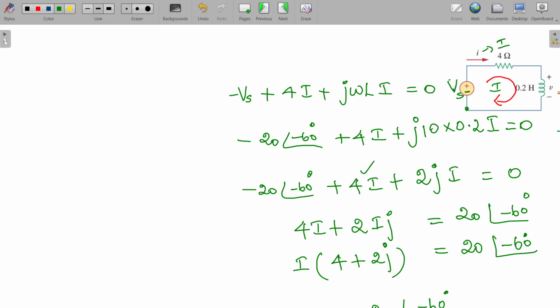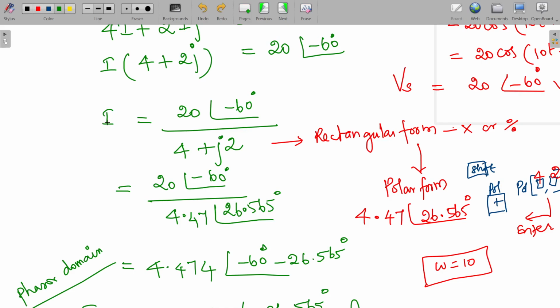You can keep these two terms on the left hand side, and bring this term to the right hand side, so that you get +20∠−60°. Now you can take I outside, so that you get (4 + 2j) I equal to 20∠−60°. Now I is 20∠−60°, brought to the right hand side, divided by the denominator 4 + j2.